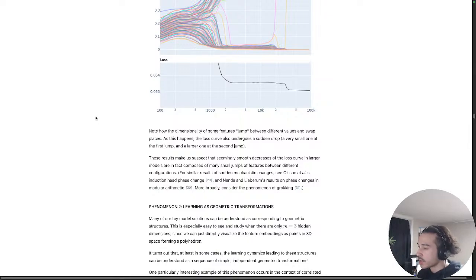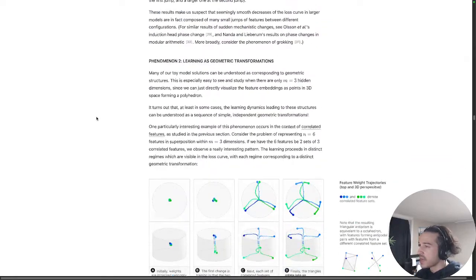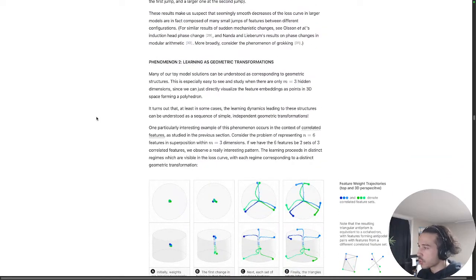Phenomenon 2. Learning as geometric transformations. Many of our toy model solutions can be understood as corresponding to geometric structures. This is especially easy to see and study when there are only m=3 hidden dimensions, since we can just directly visualize the feature embeddings as points in 3D space forming a polyhedron. It turns out that, at least in some cases, the learning dynamics leading to these structures can be understood as a sequence of simple, independent geometric transformations.